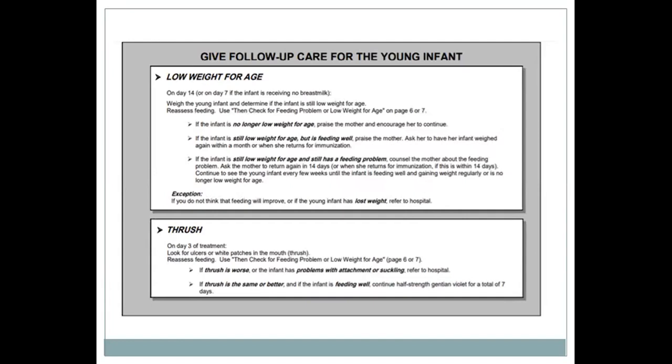If the infant is still low weight for age but feeding well, ask the mother to weigh the infant again within 1 month and when he returns, also give immunization. If the infant is still low weight for age and still has a feeding problem, counsel the mother about feeding. Ask the mother to return after 14 days and continue to see the infant every week. Thrush: on the day of treatment, if thrush is worse, the child has a problem with attachment or suckling. If thrush is the same or better and the infant is feeding well, continue full strength gentian violet for a total of 7 days.